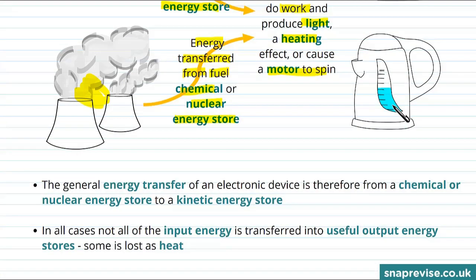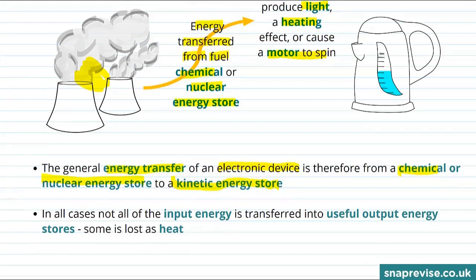The general energy transfer of an electronic device is therefore from a chemical or nuclear energy store to this kinetic energy store of the electrons. Now, interestingly, or maybe tragically, in all cases, not all of this input energy is actually transferred to the useful output energy stores. Some of it is lost as heat. So if we imagine all of the energy that this power station is producing, not all of it eventually goes in to boiling the water in the kettle. Along the way, some of this energy is lost.